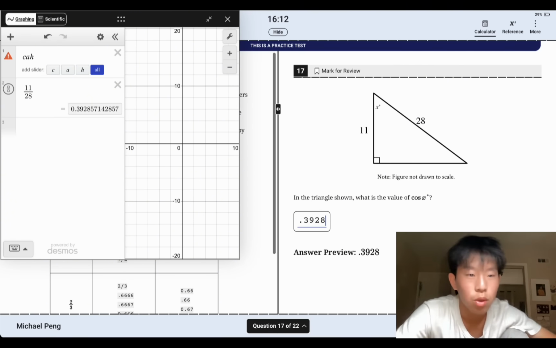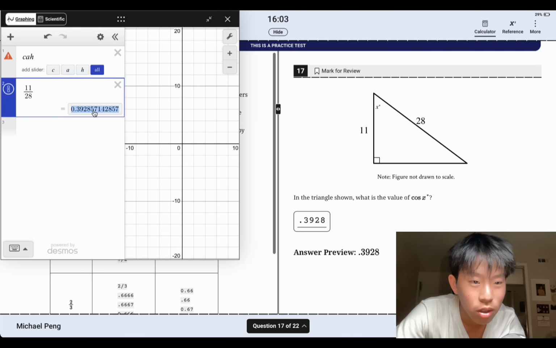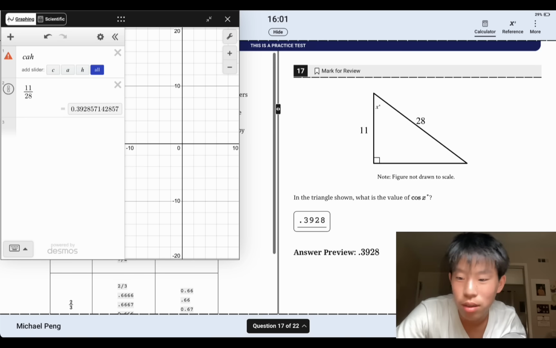0.3928? Okay, cool. Next. Also, I'm not going to get marked down, right? Yes, College Board's smart. They're not going to mark me down for not rounding.